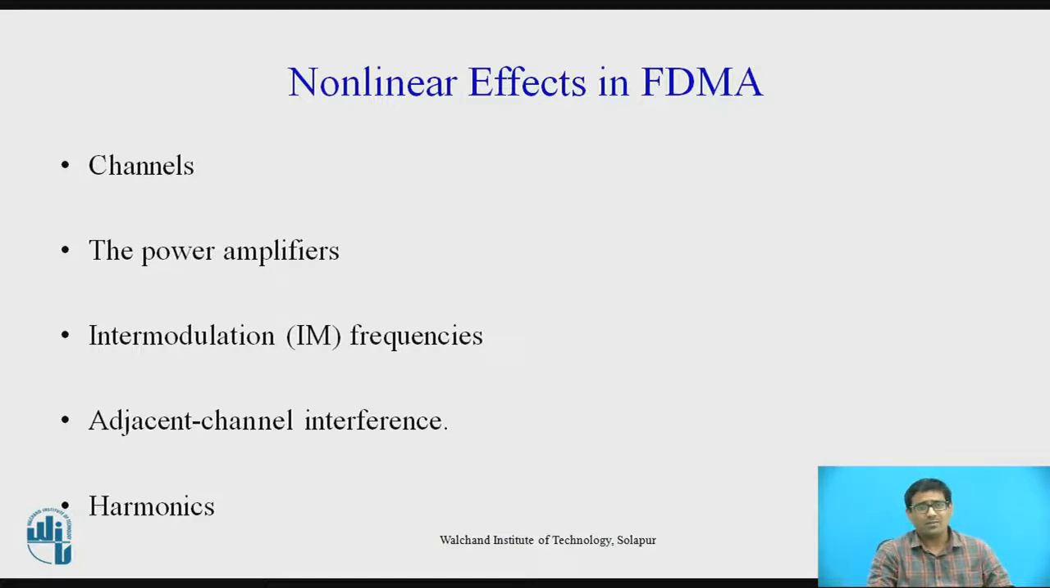Intermodulation frequencies are undesired RF radiation which can interfere with other channels in the FDMA system. Spreading of the spectrum results in adjacent channel interference, that is ACI. Now, intermodulation is the generation of undesirable harmonics. Harmonics generated outside the mobile radio band cause interference to adjacent services, while those present inside the band cause interference to other users in the wireless system.